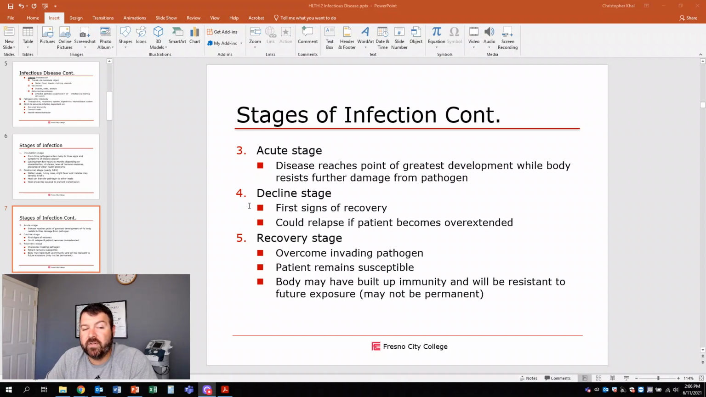Last stage, recovery stage. You overcome the invading pathogen. The patient remains susceptible still. The body may have built up immunity and will be resistant to future exposure. It may or may not be permanent depending on what it is. But those are the 5 stages.